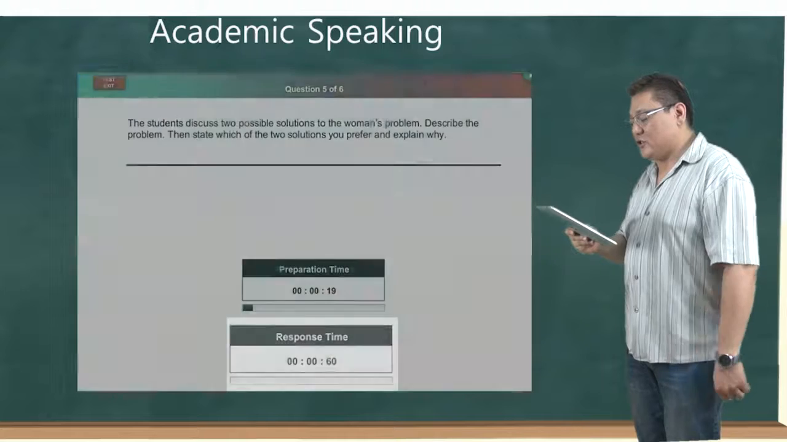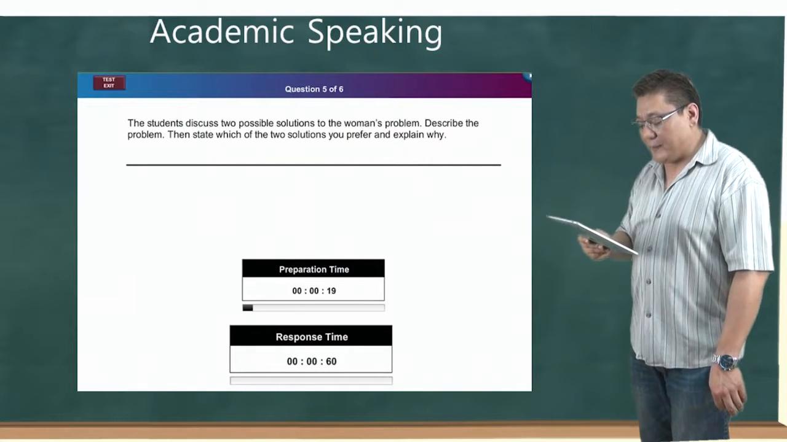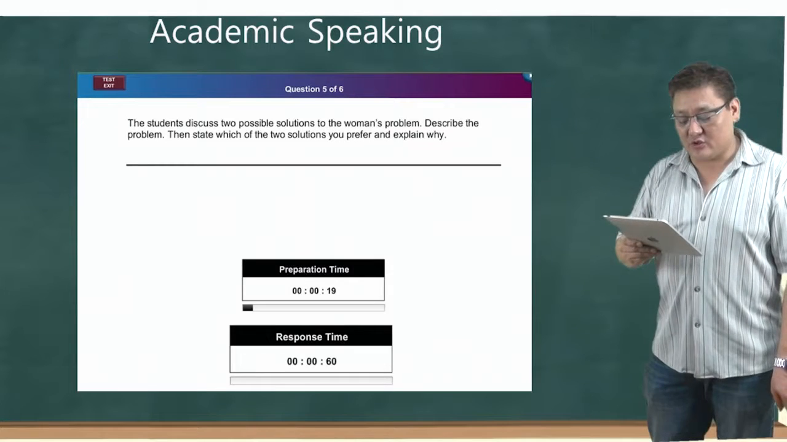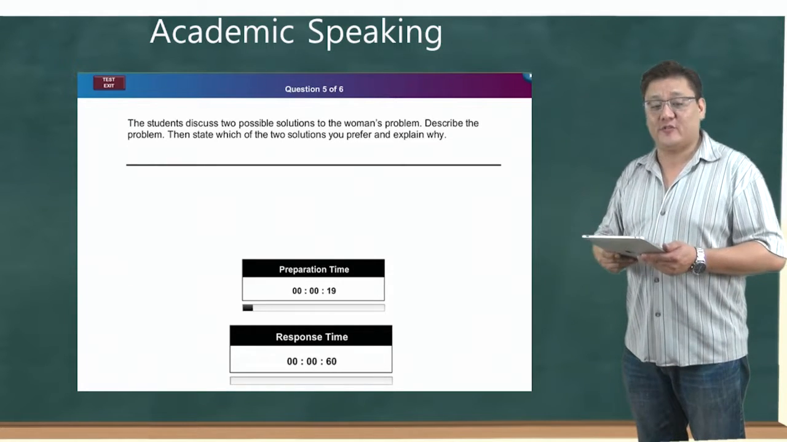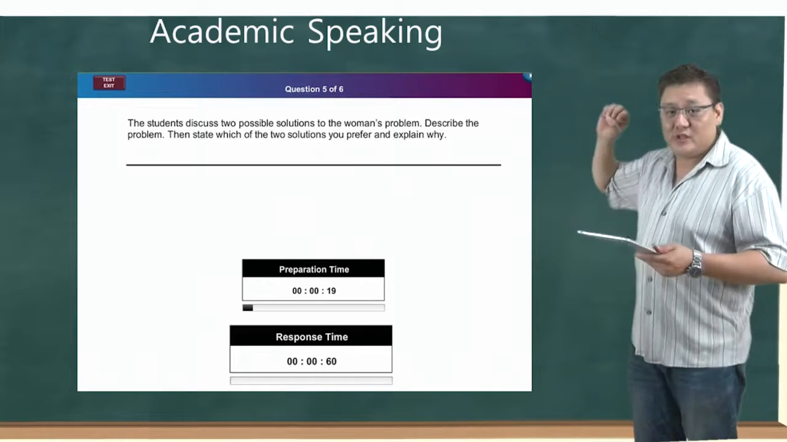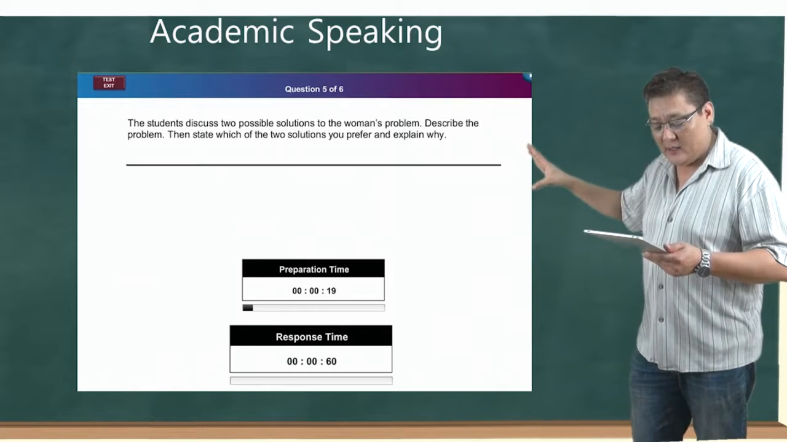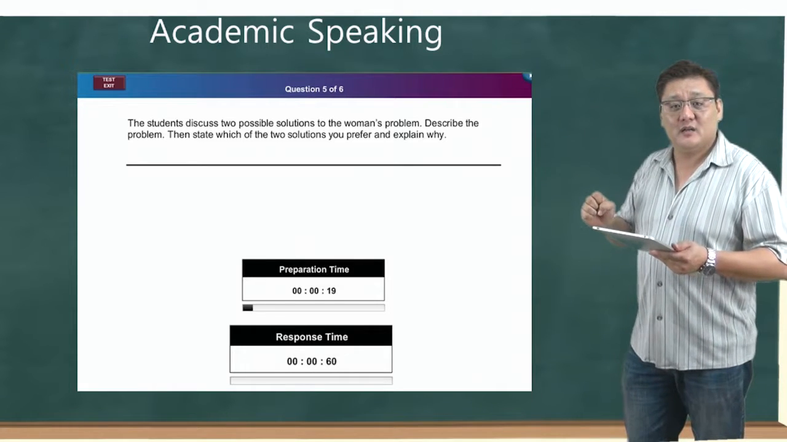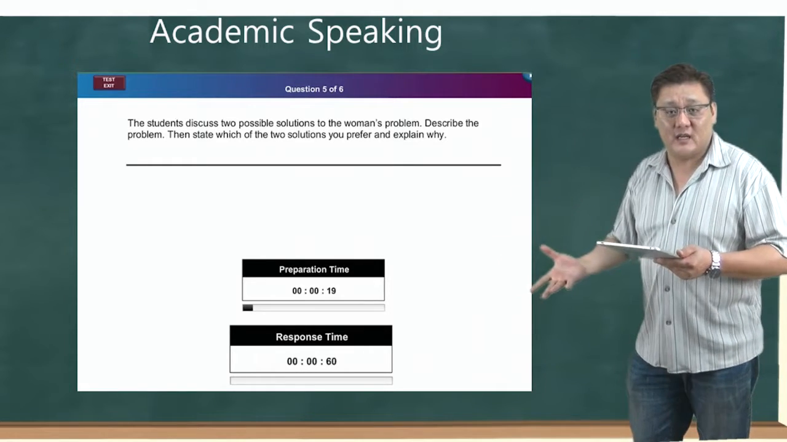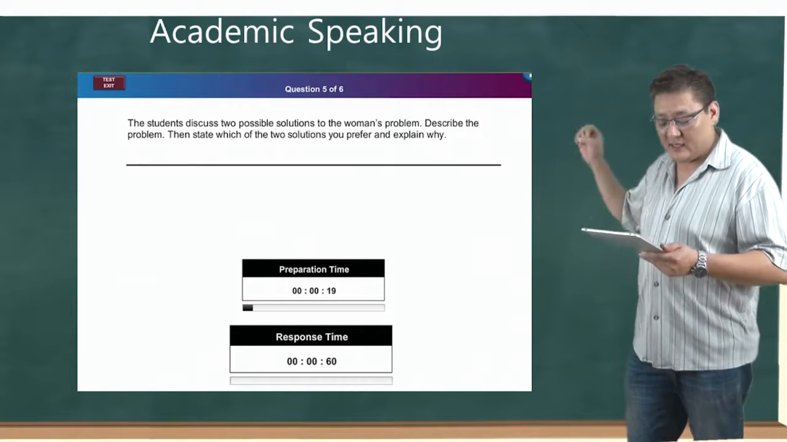The student discussed two possible solutions to the woman's problem. Okay? Describe the problem, then state which of the two solutions you prefer and explain why. 간단해요. 어떤 문제가 생겨갖고 그 문제에 대해서 설명 잘 한 다음에 물어봐요. 네? 너의 의견은 어떠냐? 이런 상황에서 너는 어떻게 했을 거냐? 하고 물어보는 게 이 task 5예요.